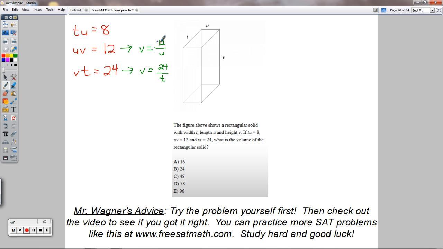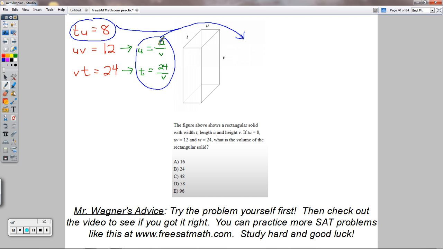So from there, I'm going to merge these equations together. I meant to change this around, so I'm sorry. I said I was going to do something that I didn't end up doing. I meant to write that divide both sides by v, so that u then equals 12 over v and t equals 24 over v. Now I have them both written in terms of v. Now I did what I said I was going to do.